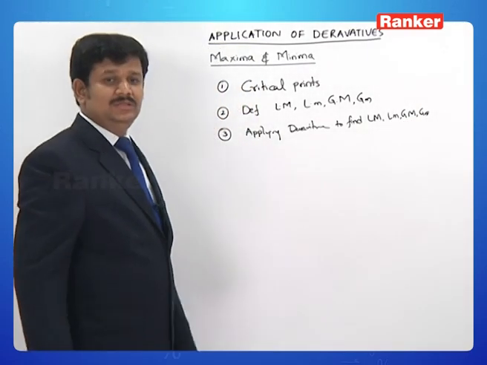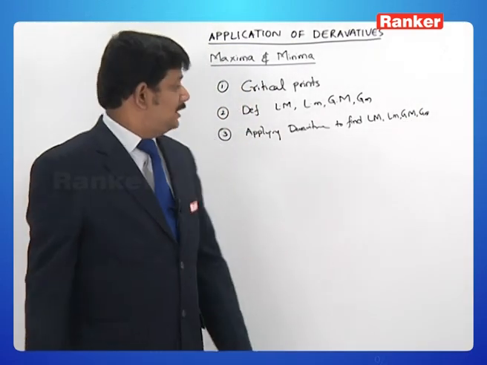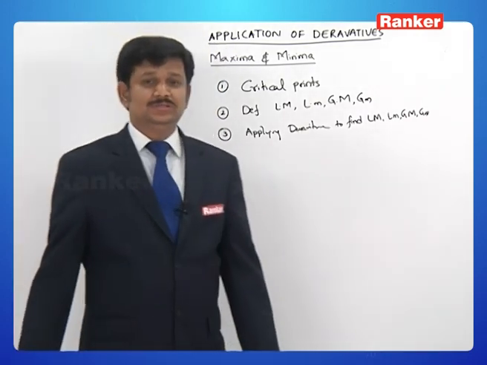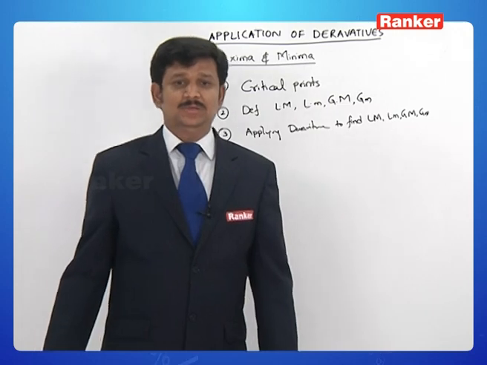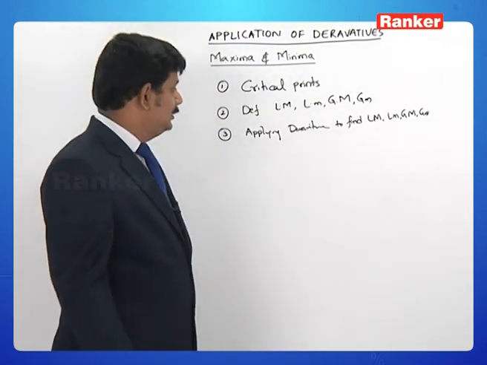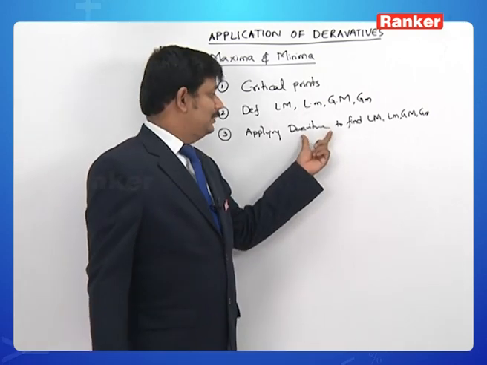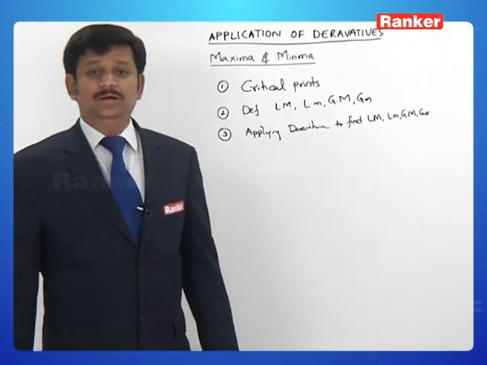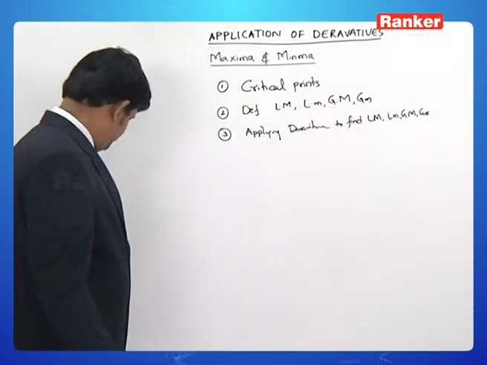So, we will be dealing with these three areas: understanding what critical points are, knowing the definitions of local maxima, local minima, global maxima and global minima, and knowing how to apply the concept of derivative to find local maxima, local minima, global maxima and global minima.